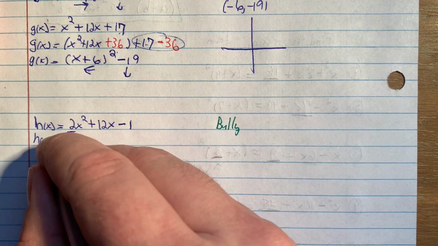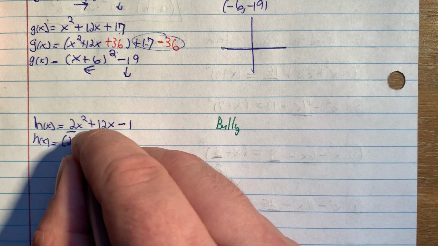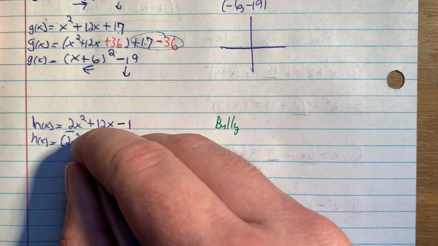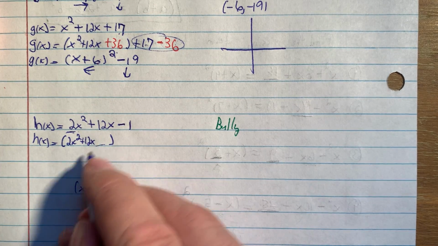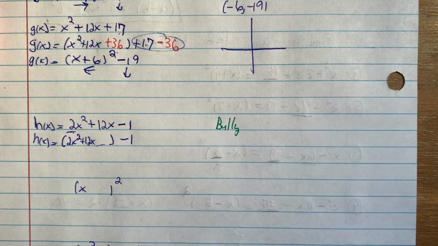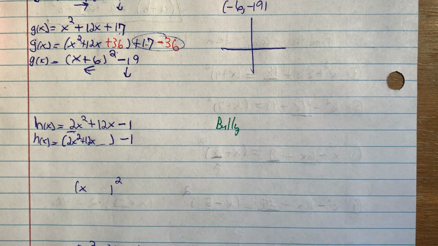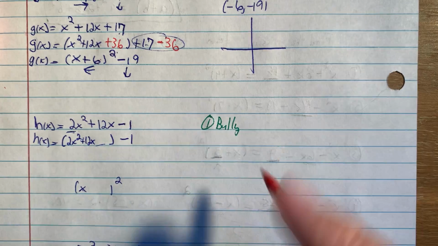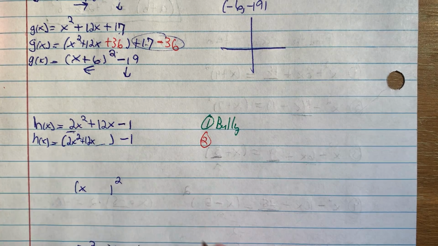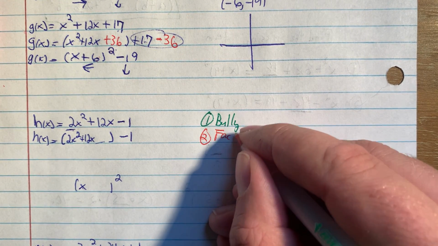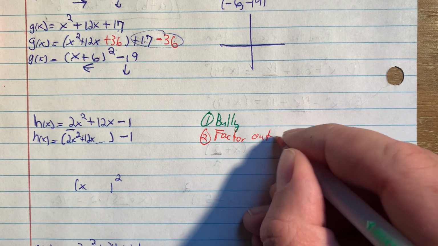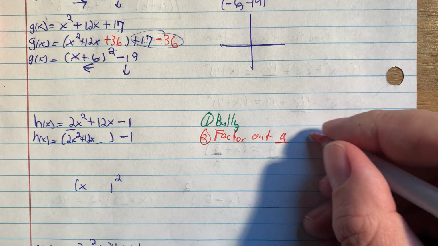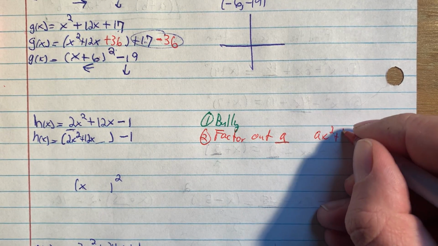So we're going to say h of x equals 2x squared plus 12x. We're going to leave room there to add something in, minus 1. But we're going to add in a second step that is different from before. So 2, if there's a number in front of the x squared, we need to factor out, and I'm going to call it a, from ax squared plus bx.